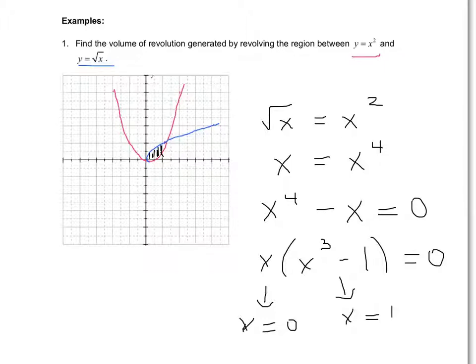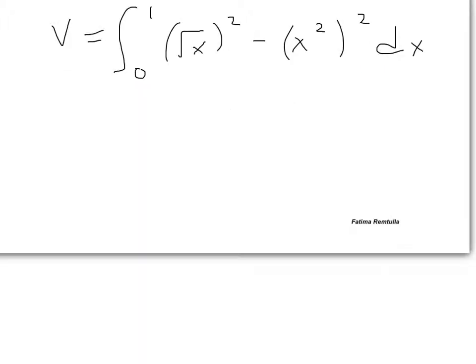So now I want to set up my integral. When I set up my integral, I get the volume is equal to the integral from 0 to 1 of root x squared, all squared, minus x squared, all squared.